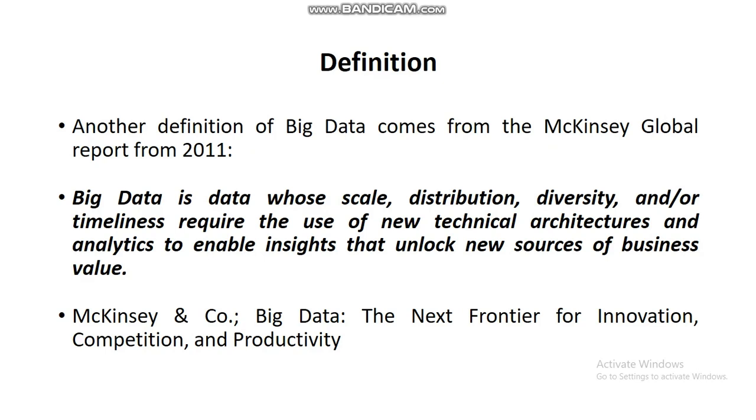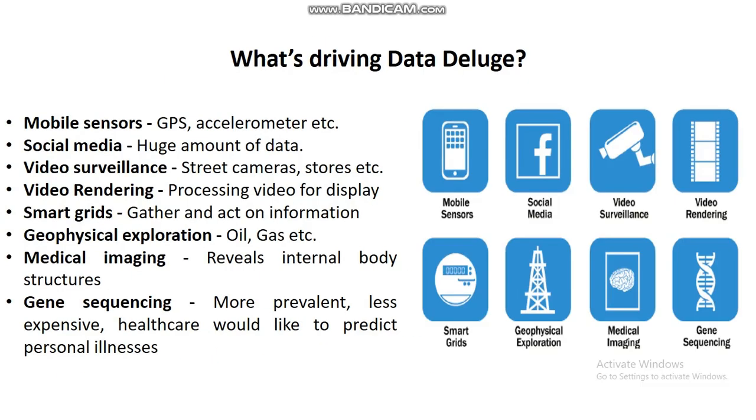So what's driving the data deluge? As you can see on the right side: mobile sensors, social media, video surveillance, video rendering, smart grids, and other things. Mobile sensors, here you can think of GPS and accelerometers. Social media, we have already seen the number of different applications that we use, producing a huge amount of data. Then video surveillance, street cameras and cameras in stores, and video rendering, processing videos for display. Then smart grids, gathering and acting on information. Geophysical exploration, that is for oil and gas.